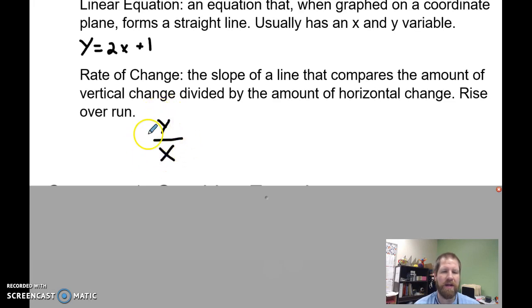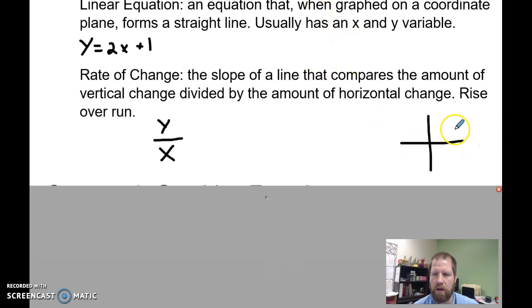And keep in mind that's not just the value of y over the value of x. That can be wrong. That can be something different than our rate of change. It's going to be the change from 2 points. And let's look at a little example of what I mean.